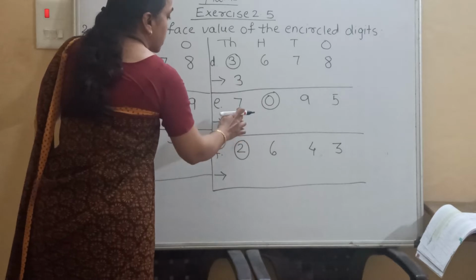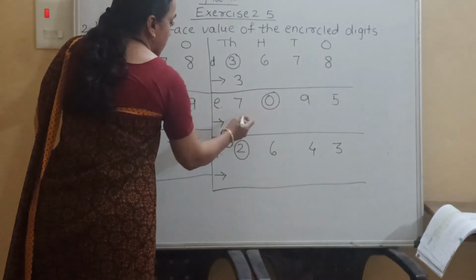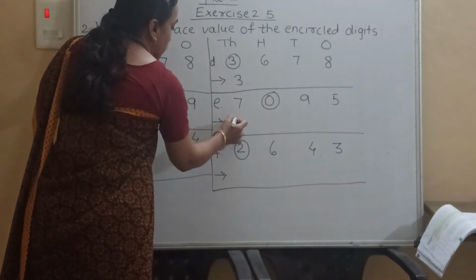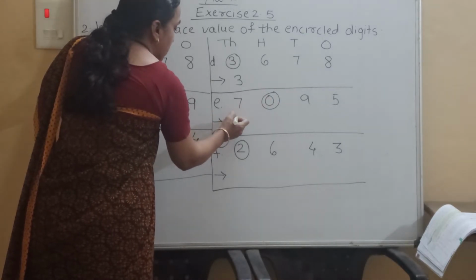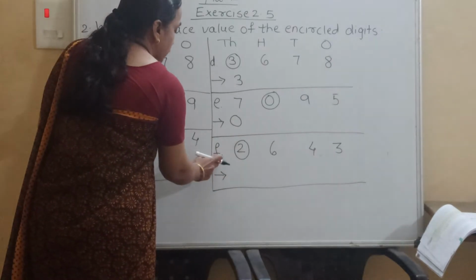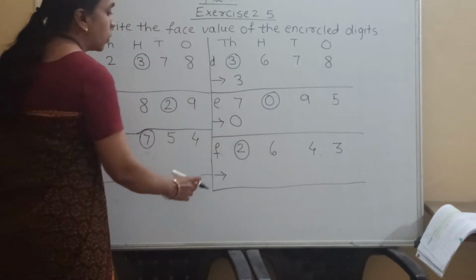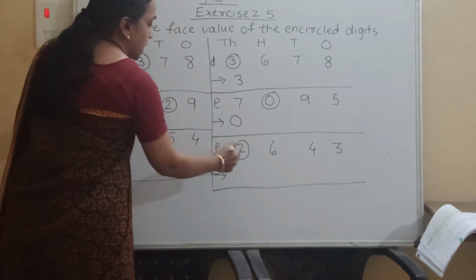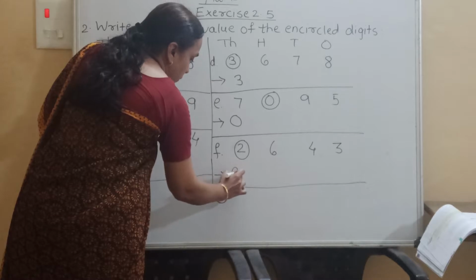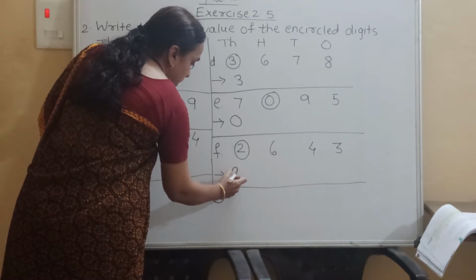Then question E. 7095. Where is the circle? The circle is on this 0. So what is the face value of this 0? Face value of 0 is 0. Then what is the next question? F. 2643. So the face value of 2 is, what is our answer? 2. Wherever that circle is, that is our answer.